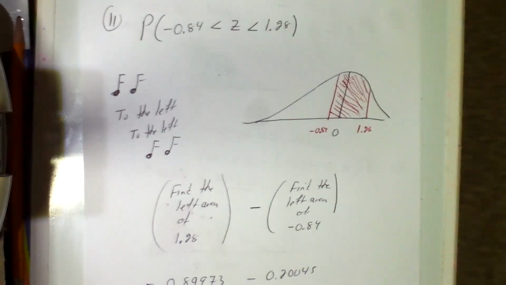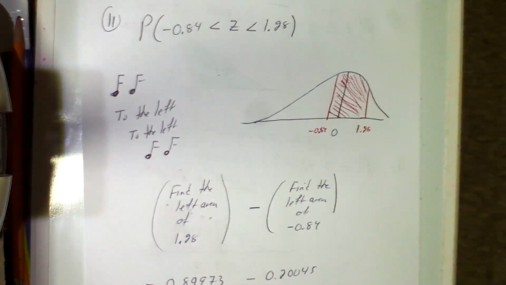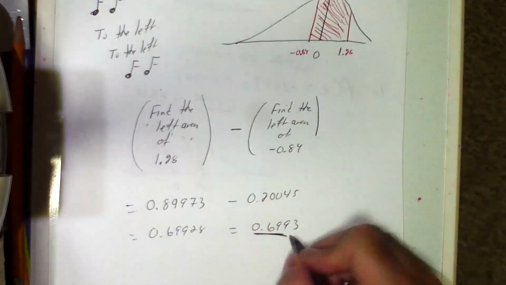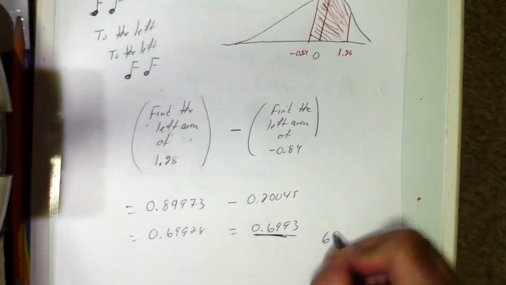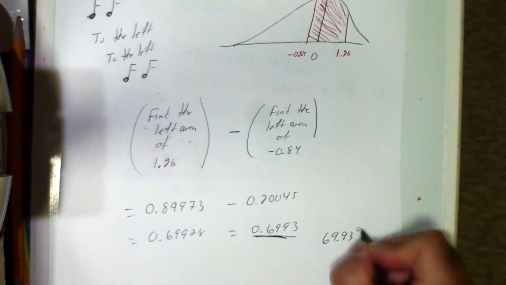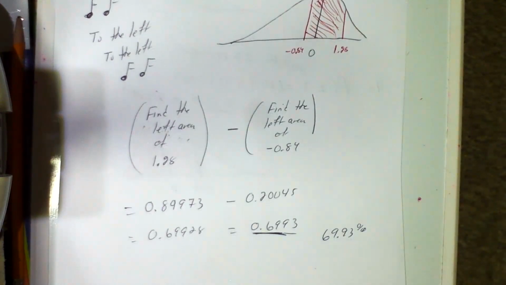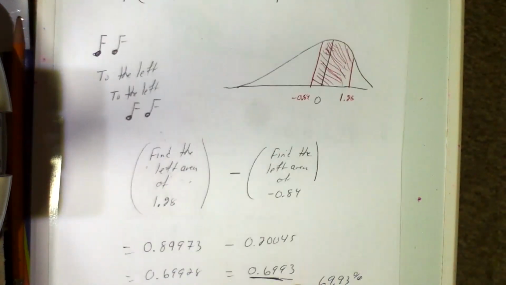So 0.89973 minus 0.20045. I end up getting 0.69928, which then rounds to 0.6993. Or if you prefer to write it as a percentage, 69.93%. There's my answer. So that's how you do it in between.